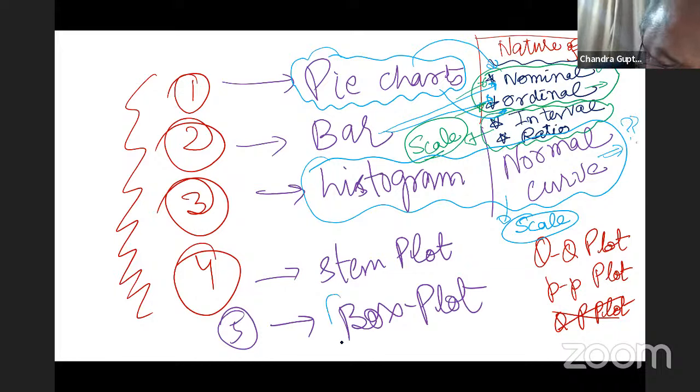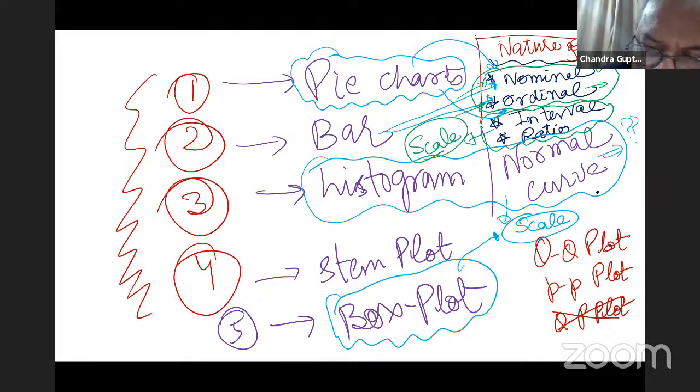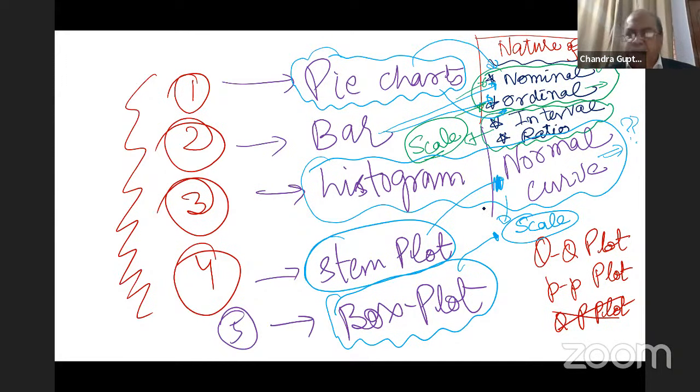Similarly, box plot is also prepared for scale data, and it also gives you an idea about the distribution of the data. The stem plot is also for scale data and gives you an idea about the distribution. The stem plot is rarely used. Most widely used are your histogram and box plot for the scale data. Pie chart, bar chart for your ordinal and nominal data. And that's what we'll be looking at.